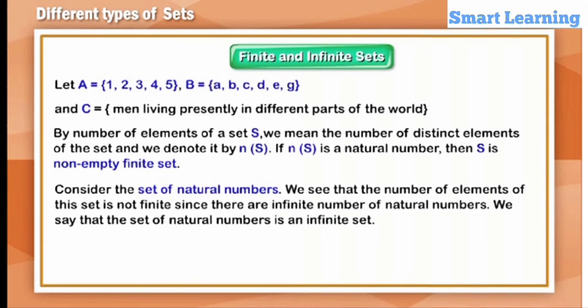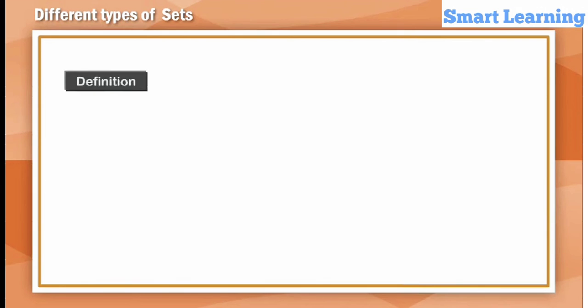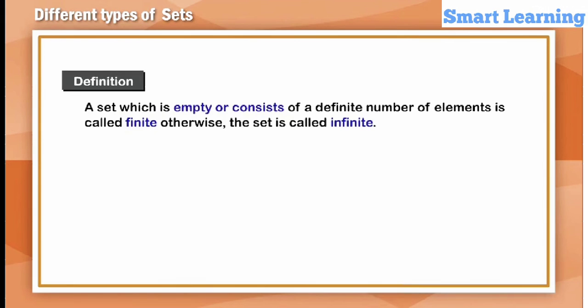Consider the set of natural numbers. We see that the number of elements of this set is not finite, since there are an infinite number of natural numbers. We see that the set of natural numbers is an infinite set. The sets A, B, and C given above are finite sets. Now we are in a position to define finite and infinite sets. A set which is empty or consists of a definite number of elements is called finite, otherwise the set is called infinite.